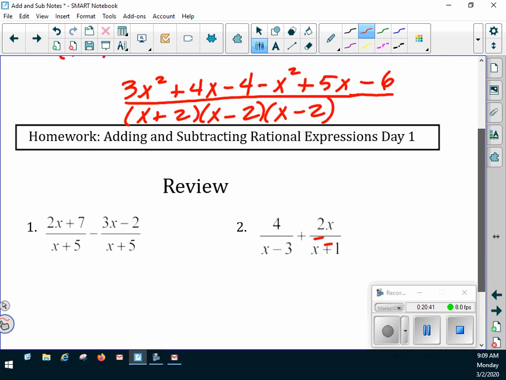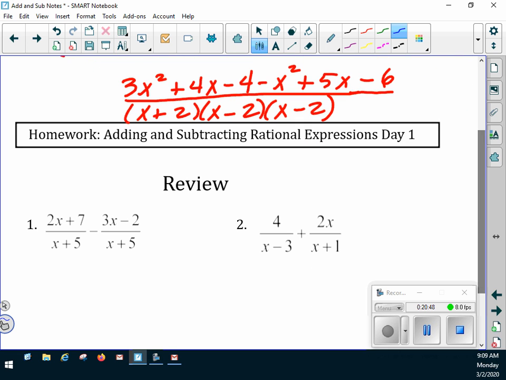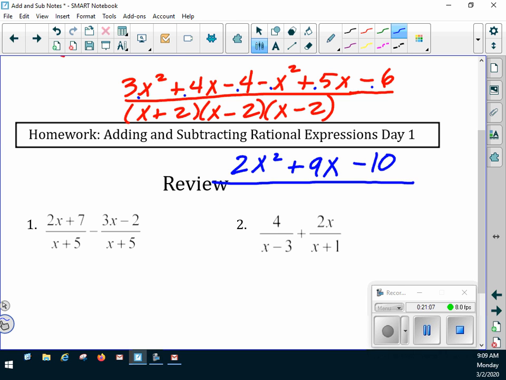Do we have any like terms? Yeah, I got several, don't I? 3x squared minus x squared. Good. Plus 4x plus 5x. Yep. Plus 9x. Minus 10. Over x plus 2 times x minus 2. And if you want to write the x minus 2, you can write as that squared.